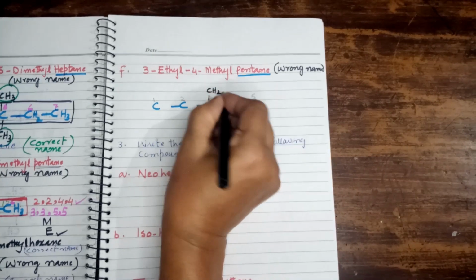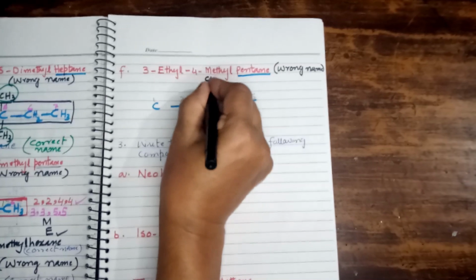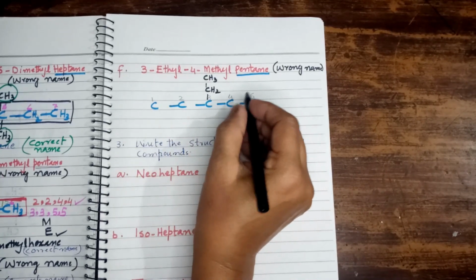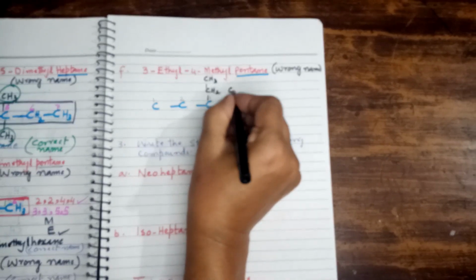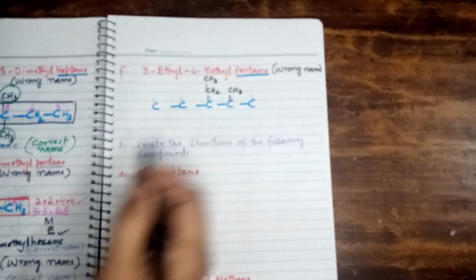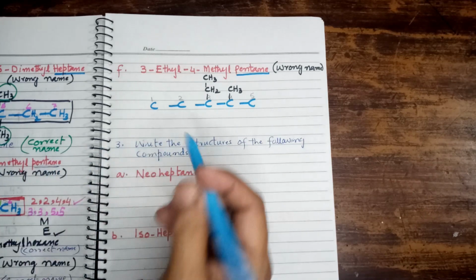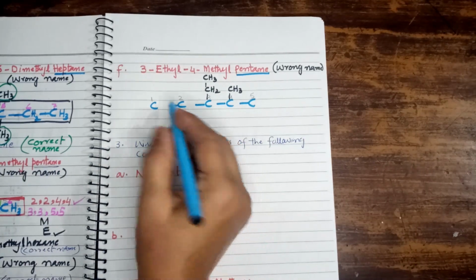Ethyl radical made up of 2 carbon atoms, CH2, CH3. With carbon number 4 we have methyl radical, CH3. Right? We attached both the radicals. Now fill the vacant vacancies of carbon with hydrogen.